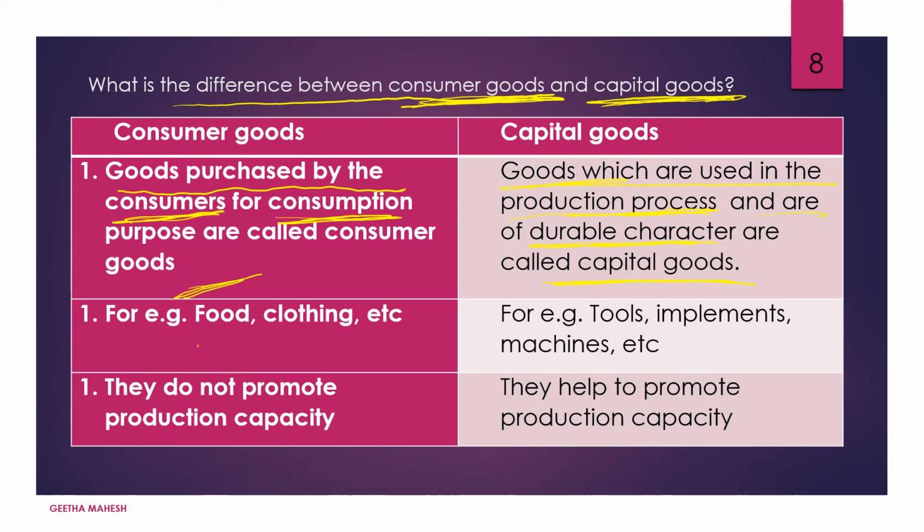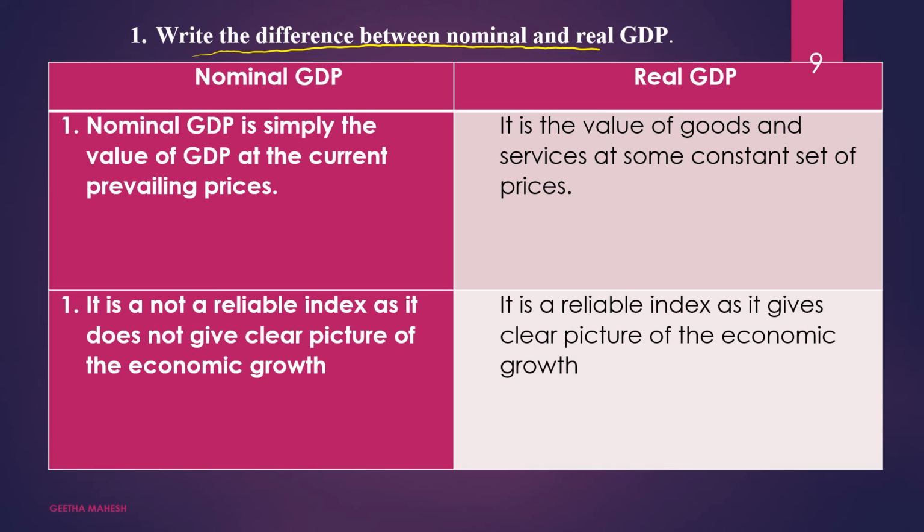Good examples for consumer goods: food, clothing, etc. Good examples for capital goods: tools, implements, machines, etc. Consumer goods do not promote production capacity, but capital goods help production capacity, as they are used in the process of production. Write the difference between nominal and real GDP.